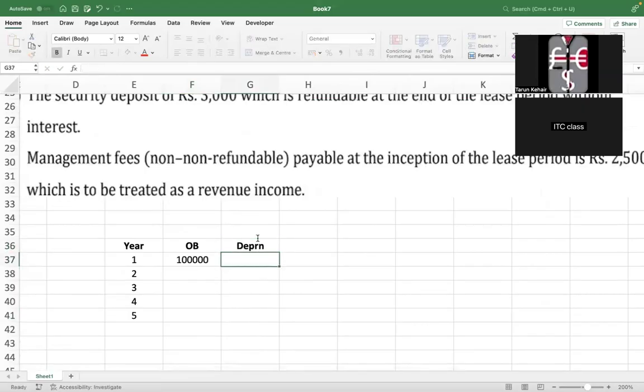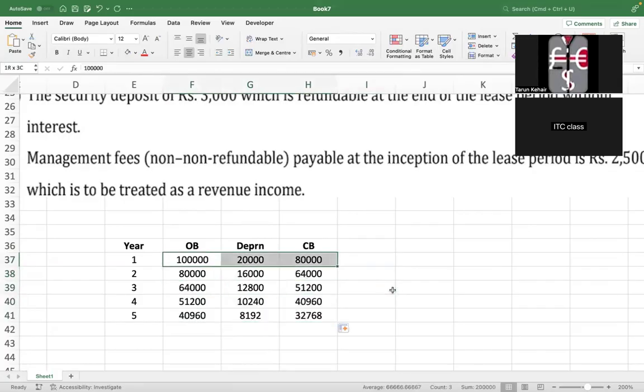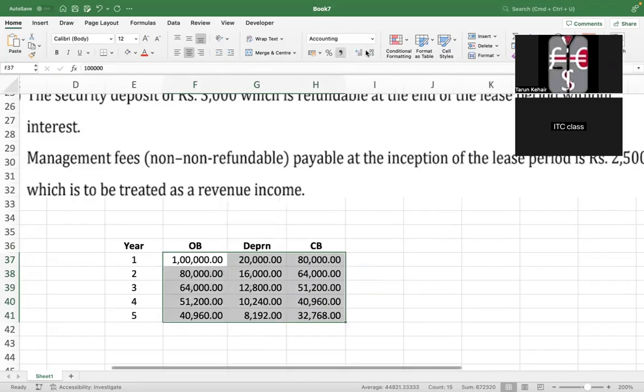First year depreciation would be 20%, and the closing balance of the asset would be 80. This 80 becomes the opening for the next year. Again, you have 20%. This is the WDV method, so it will be on written down value. This will again become 64, and this will continue till the end of the 5th year. So this is how your asset schedule should look.